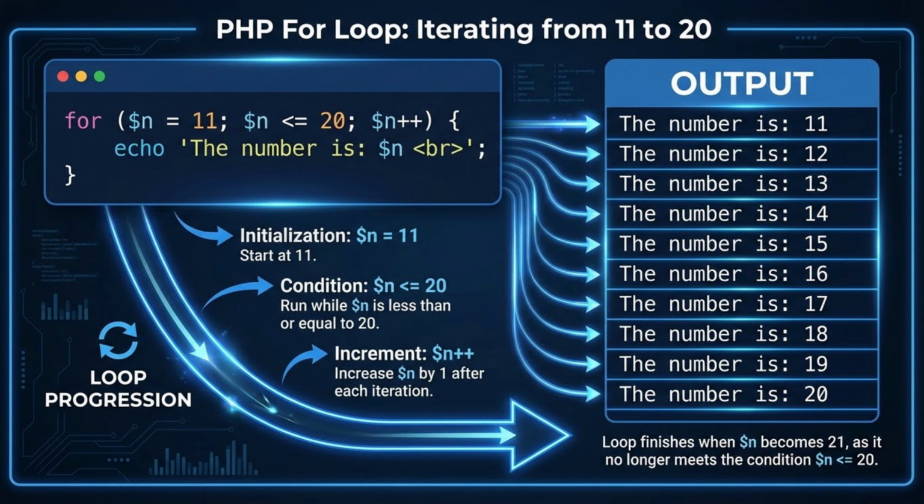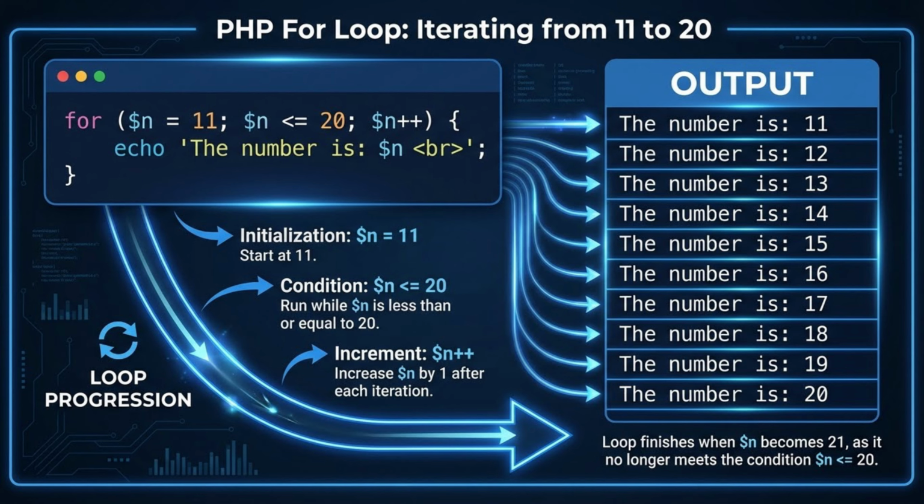This process continues until the loop reaches n equals 20. The number 20 is printed as the final valid output because it still satisfies the condition n less than or equal to 20. After printing 20, the variable increments once more, becoming 21. At this point, the condition becomes false and the loop stops immediately.